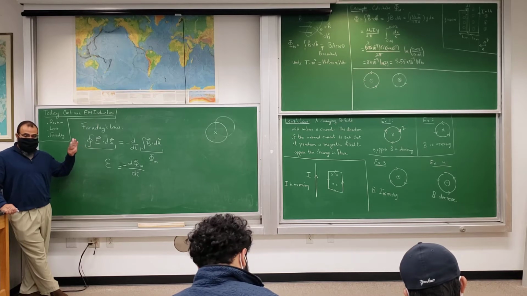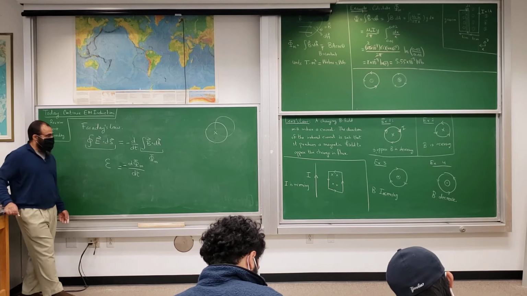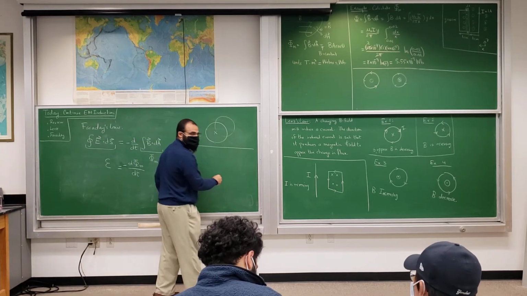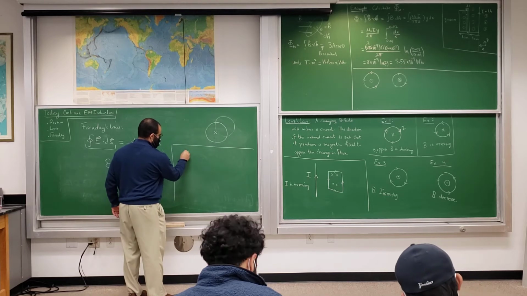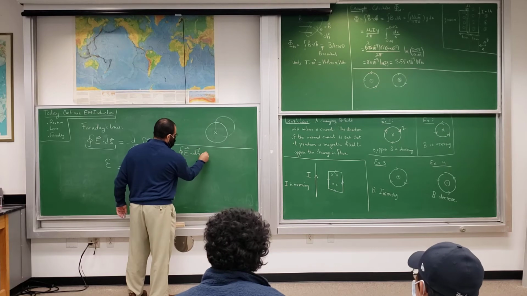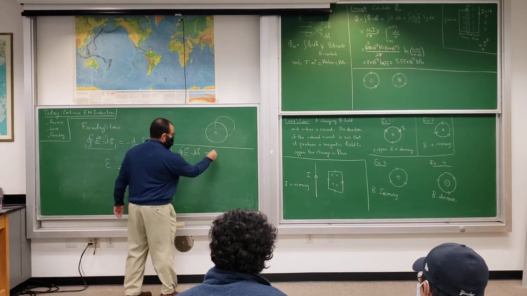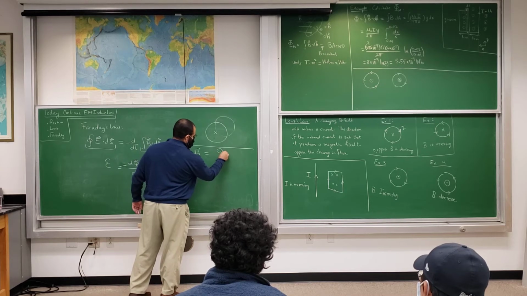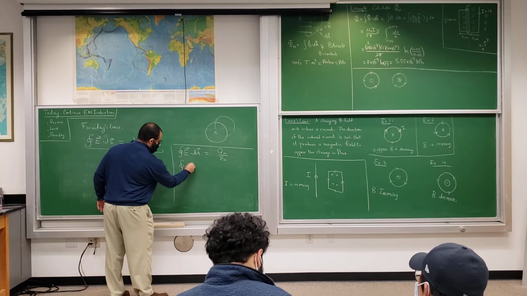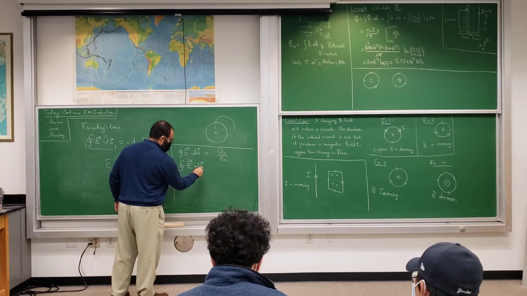So let me write down the 4 laws that we have learned so far. We had Gauss's law, E dot dA. Does anybody remember what this one is? E dot dA equals to? Yeah, Q enclosed over epsilon naught. Now, E dot ds over a closed loop used to be 0.